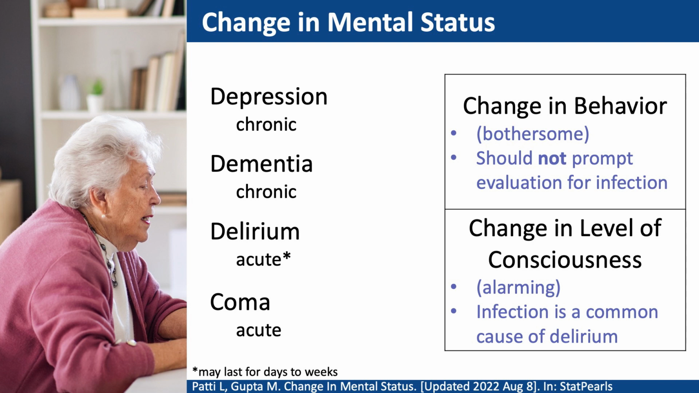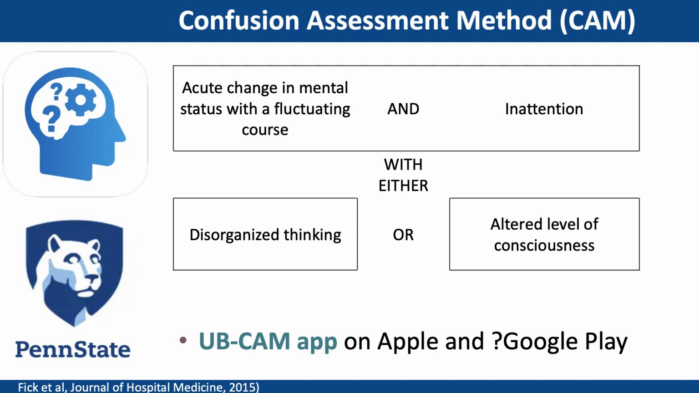Okay, so delirium then, how do we assess it? There's the confusion assessment method, and even better, there's an app for that, which I love, and I use it, and I like it so much, and it's because I can put it on my phone, it's free, it's from Penn State, and I don't know if it is on Google, sorry. It is on Google and on Apple, it's free. And it looks at these 4 criteria: acute change in mental status with a fluctuating course and inattention, with either disorganized thinking or an altered level of consciousness. And the app walks you through the questions.